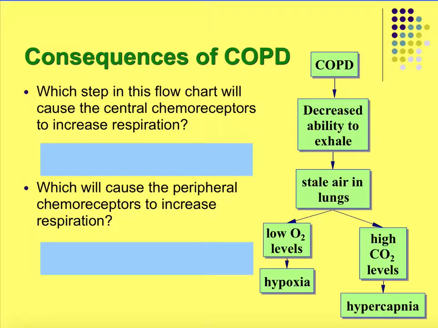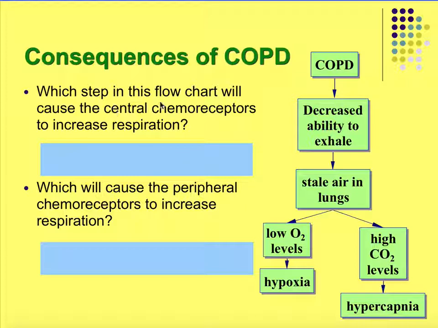Okay, so what are some of the consequences of COPD? So COPD, like we said, decreases your ability to exhale. That's really where we're going to see the issue. And so when you can't exhale, we're going to have stale, old air sticking around in your lungs. So that stale air is going to be low in oxygen. As a result, it leads to hypoxia. The stale air is going to be high in CO2 levels, and so it leads to hypercapnia. So low oxygen, high CO2.